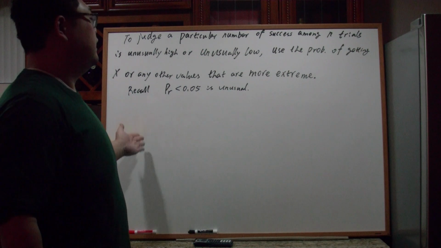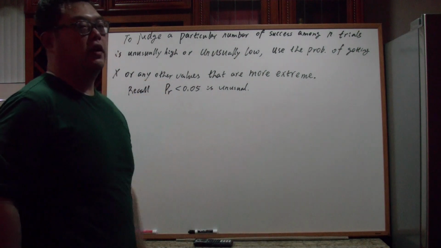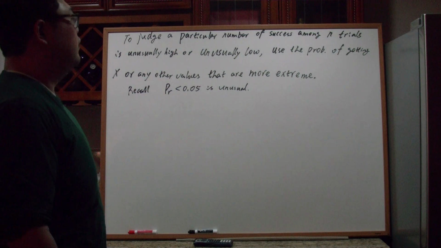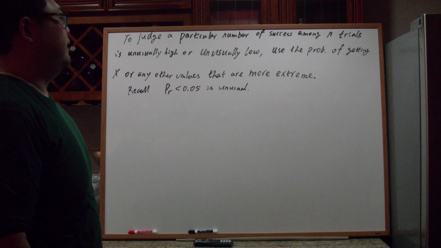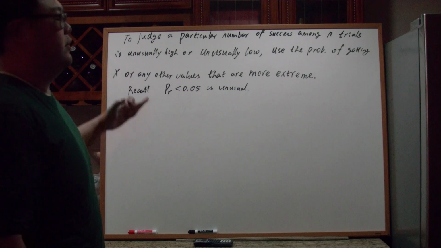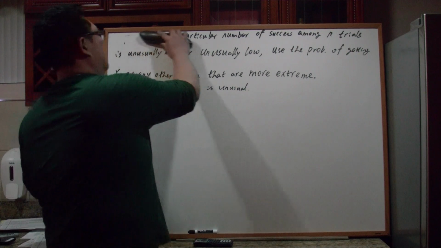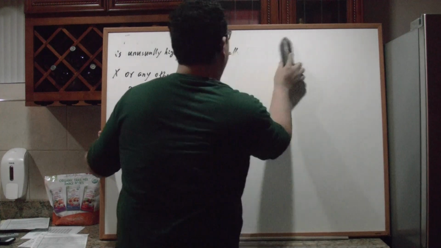So it's not the value itself, but the value itself or higher or lower, more extreme depending on what they're asking. If it's asking for unusually high, we'll go higher. If it's asking for unusually low, then we go to that value and lower. So let's see an example.